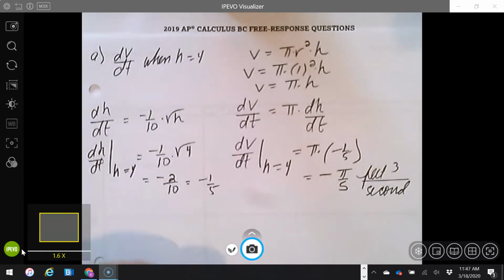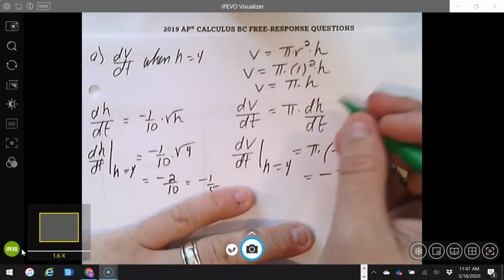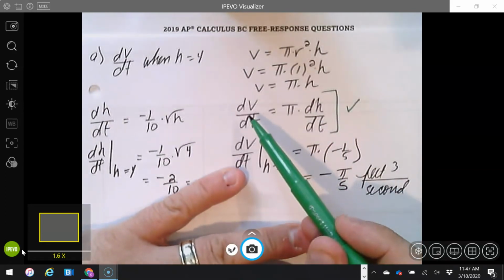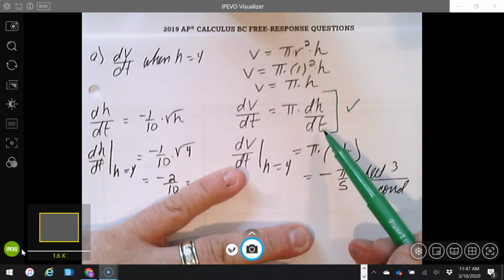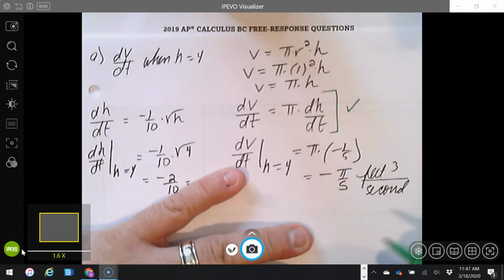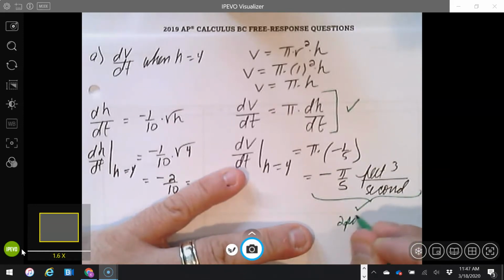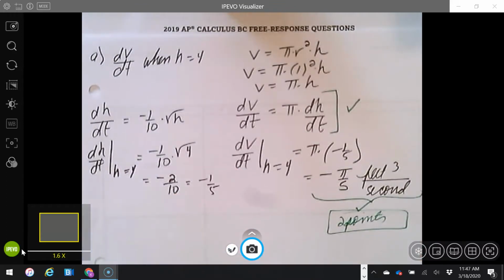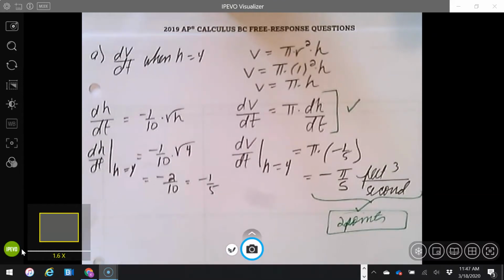They didn't ask us to explain the meaning of the answer in this problem, but they could have, and we would have been ready for that. In terms of points, they awarded 1 point for your recognition that dV/dt is pi times dh/dt, and then the second point comes from your numerical answer with the appropriate units for a grand total of 2 points. Not too bad. That's part A. All right, let's look at part B.